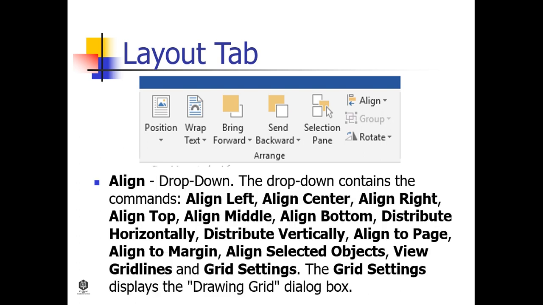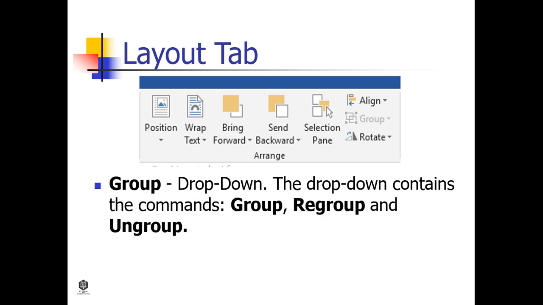Align drop-down. The drop-down contains the commands align left, align center, align right, align top, align middle, align bottom, distribute horizontally, distribute vertically, align to page, align to margin, align selected objects, view grid lines, and grid settings. The grid settings displays the drawing grid dialog box.